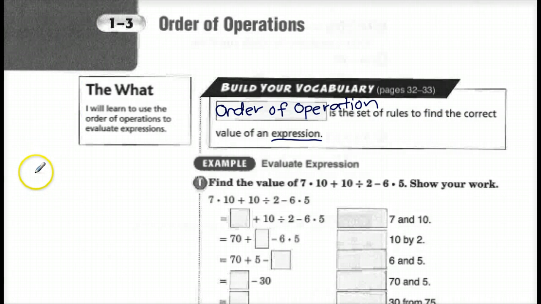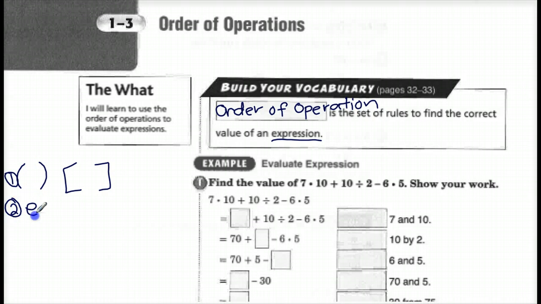So let's talk about that order. The first thing that we always do in order of operations are grouping symbols. So I want you to write this in the margin. Grouping symbols sometimes look like parentheses, or they could even look like brackets, which are sort of square parentheses. So first things first, we do grouping symbols. So one, grouping symbols.